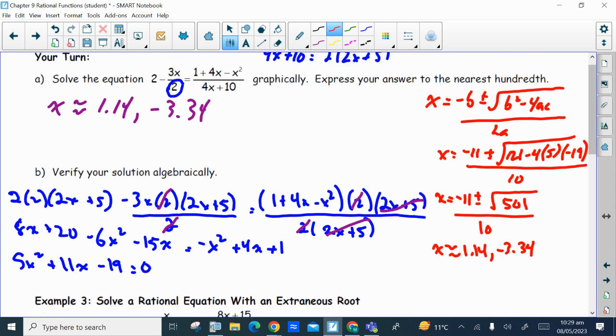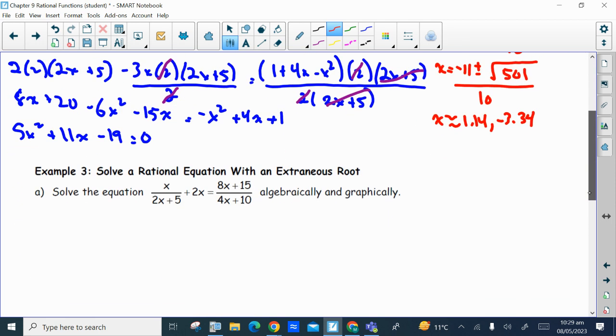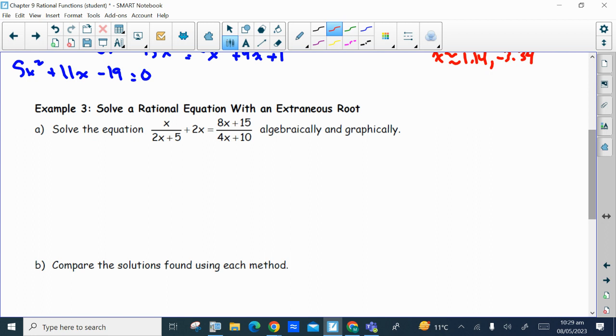And the nice thing about the graphical part is it actually shows that both answers work, that there is no extraneous root there. But this next one does have an extraneous root. We're asked to do it both algebraically and graphically. So to do it algebraically, the denominator on the right, again, there's a common factor of 2. You've also got a denominator of 2x plus 5 on the first term, which is one of the factors of the denominator of the last term. Our common denominator here will be 2 bracket 2x plus 5.